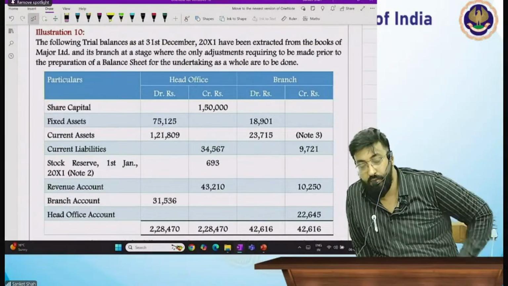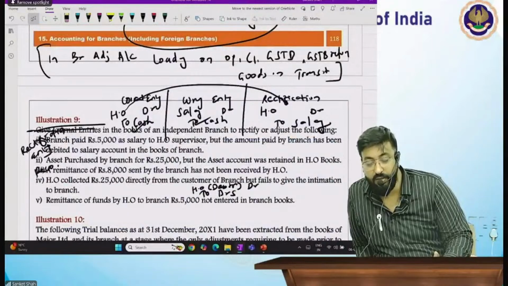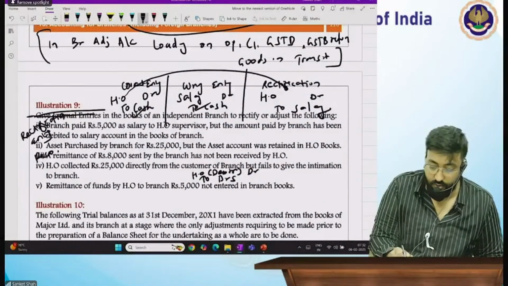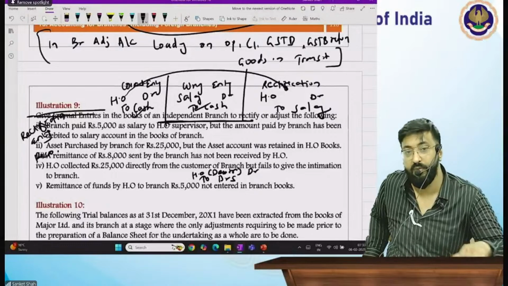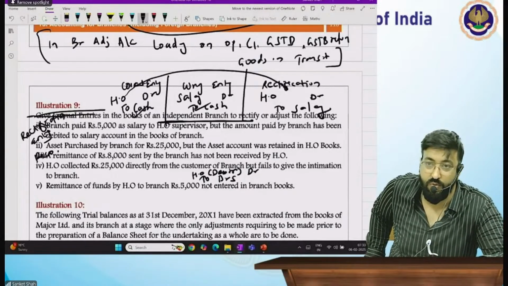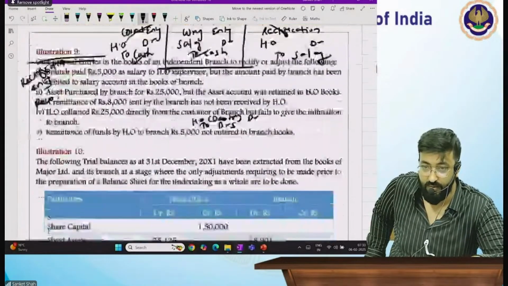It is given in the question: journal entries in the books of independent branch to rectify or adjust the following. It is given in the question in the books of independent branch. Okay, sir. If they are asking you for HO, then you will pass in the books of HO. Understood? Yes, sir. Thank you, sir.